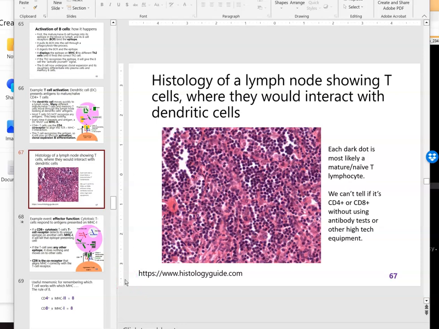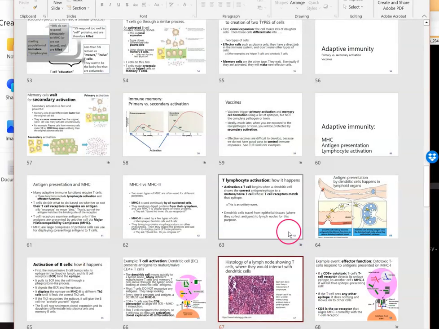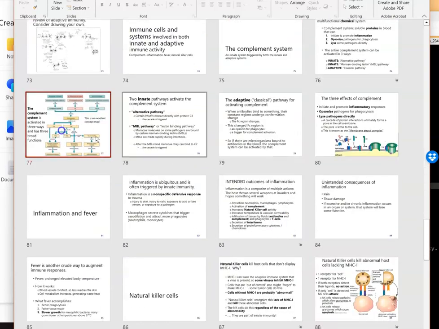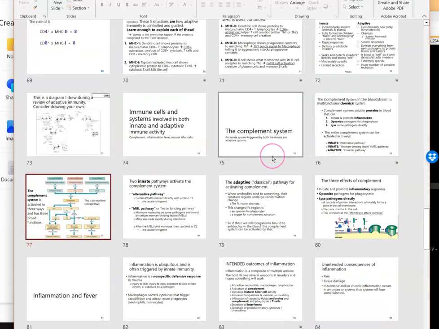In this video, we will look at the complement system and at natural killer cells. So let's start with the complement system. It is a system of proteins in the blood, and here it is. What you need to know about the complement system is what it does and how it is triggered.